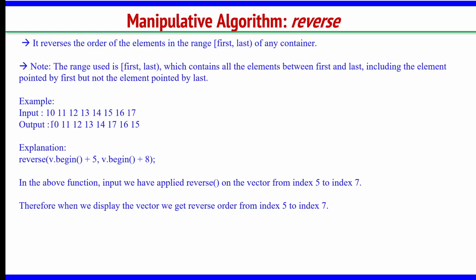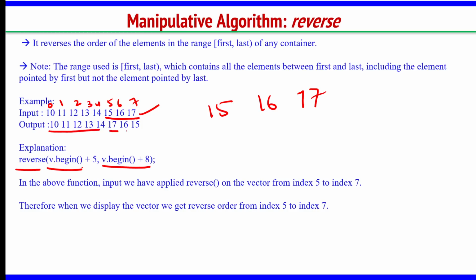Okay. So see this example, I am having 10, 11, 12, 13, 14, 15, 16, 17. What I have done here, reverse v dot begin plus 5, meaning from the fifth index, that is, the index is 0, 1, 2, 3, 4, 5, 6, 7. From the fifth index, v dot begin plus 8, till the last index. So I want to reverse only these 3 in the array. So this remains same. You see 17, 16, 15 has come. We are reversing only the last 3 elements.